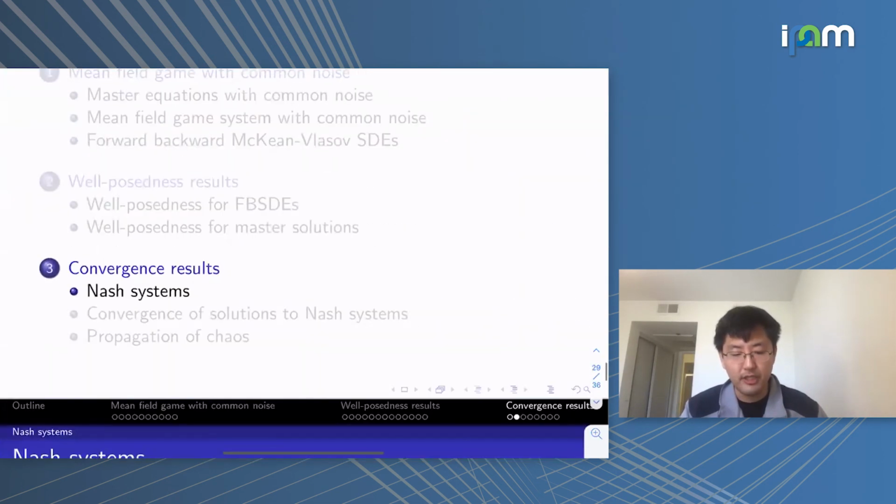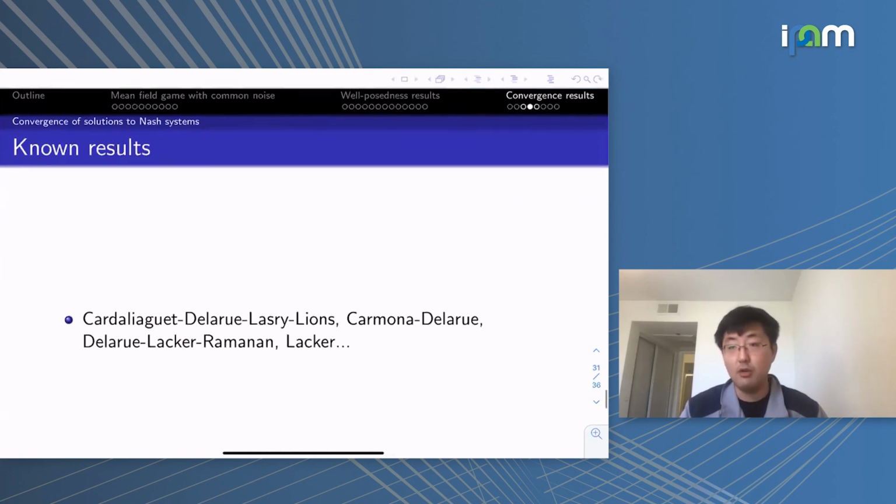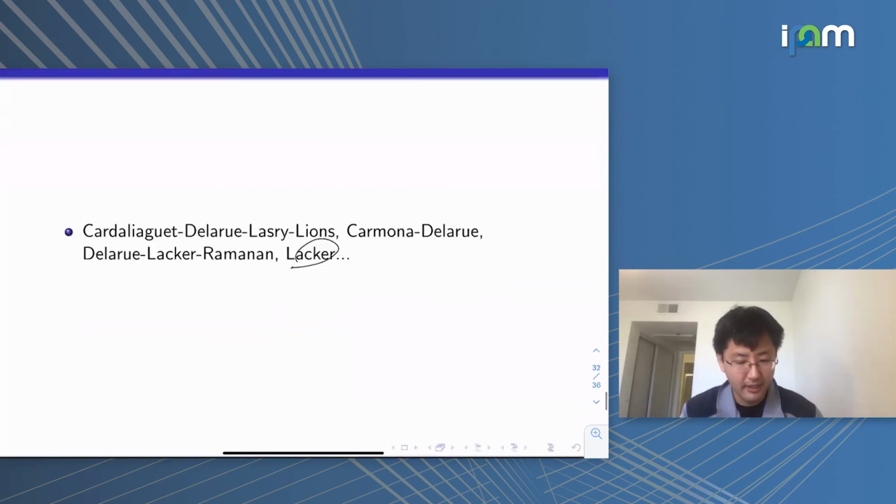So our main contribution here, because this kind of convergence has already been studied, let me go over some known results. It was started by Cardaliaguet, Delarue, Lasry, Lions in this paper, and also in the book of Carmona and Delarue. It was also studied by Delarue, Lacker, Ramanan. They studied something more, which is the central limit theorem and the concentration of measure, large deviations. And Lacker himself studied a lot of this convergence result from M-player games to mean field games. Our contribution here is we extend all the results to our weak solution.